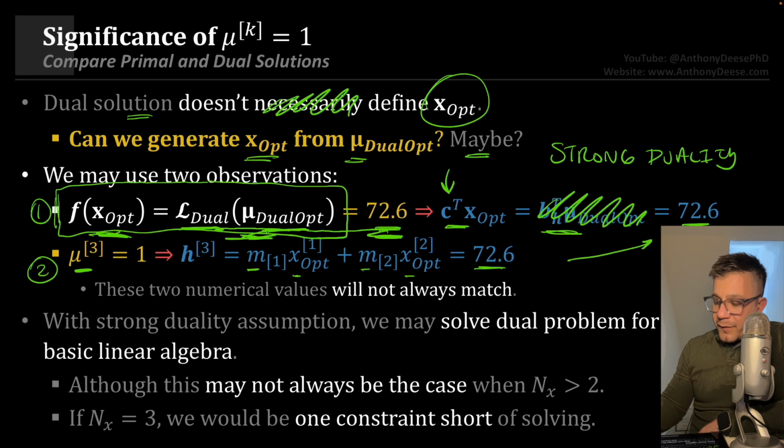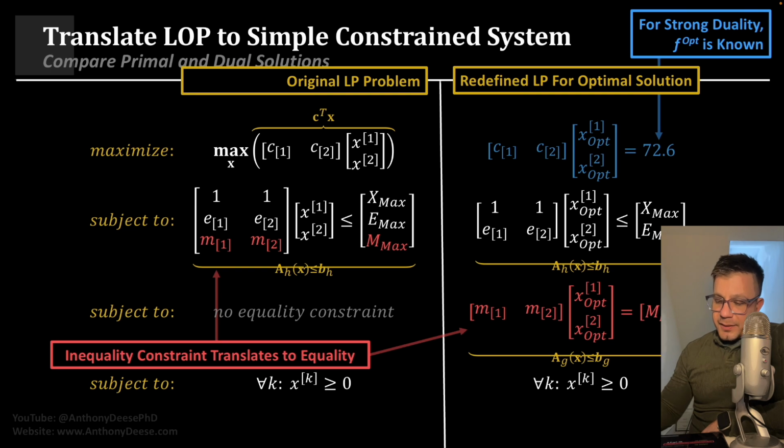Now note that the fact that these two numerical values match is not necessarily something that's always going to be the case. With the strong duality assumption, we may solve the dual problem for x OPT using just some basic linear algebra. Now, this may not always be the case. We're going to see that if we had 3 state variables, we would actually be one constraint short of solving. For this case, specifically, all right, on the left-hand side, we have our original primal linear programming problem.